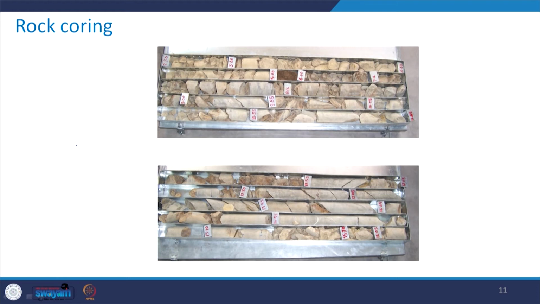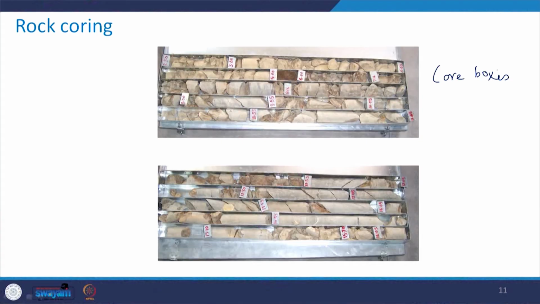You start from the ground surface, that means at a 0 level. Keep on coring, and whatever material you extract depth wise, keep on arranging that material depth wise only in these core boxes. These are called core boxes. We requested them to make them using aluminum, but earlier they used wooden boxes, and these are more safe.